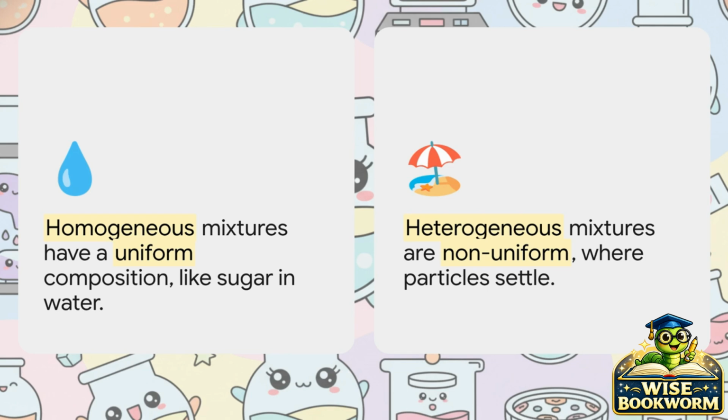Now on the flip side, we have heterogeneous mixtures. Think about stirring a handful of sand into a glass of water. It's totally non-uniform. The sand particles are totally visible, and if you just leave the glass alone for a minute, they'll all settle right to the bottom. So uniformity is literally the ultimate differentiator here.